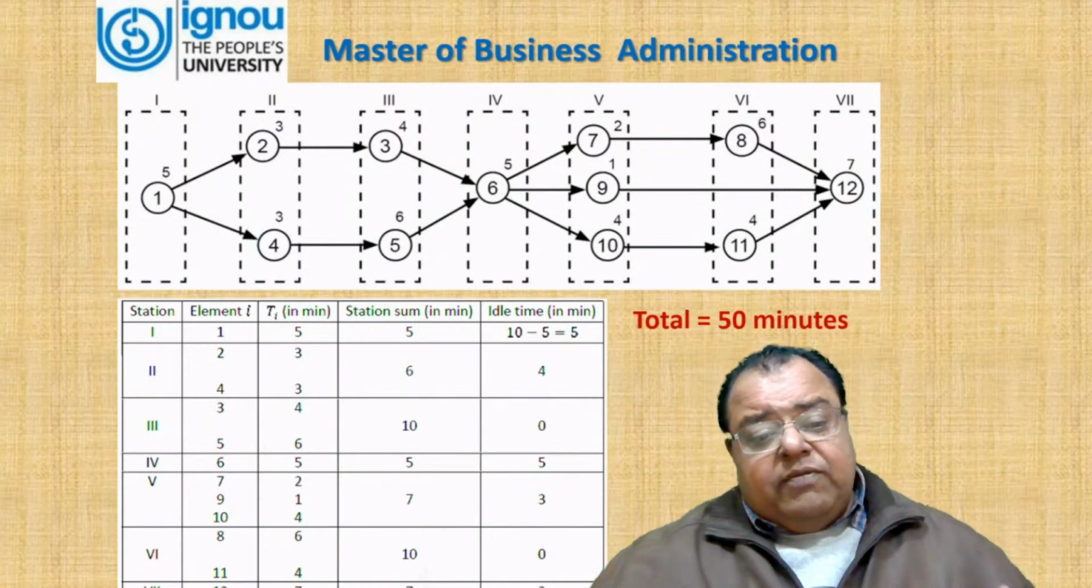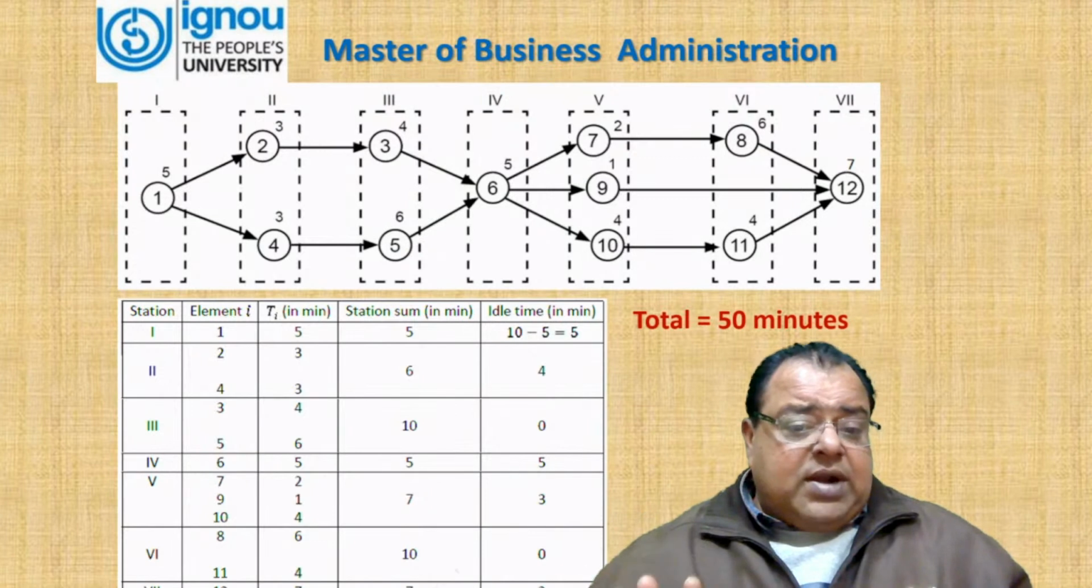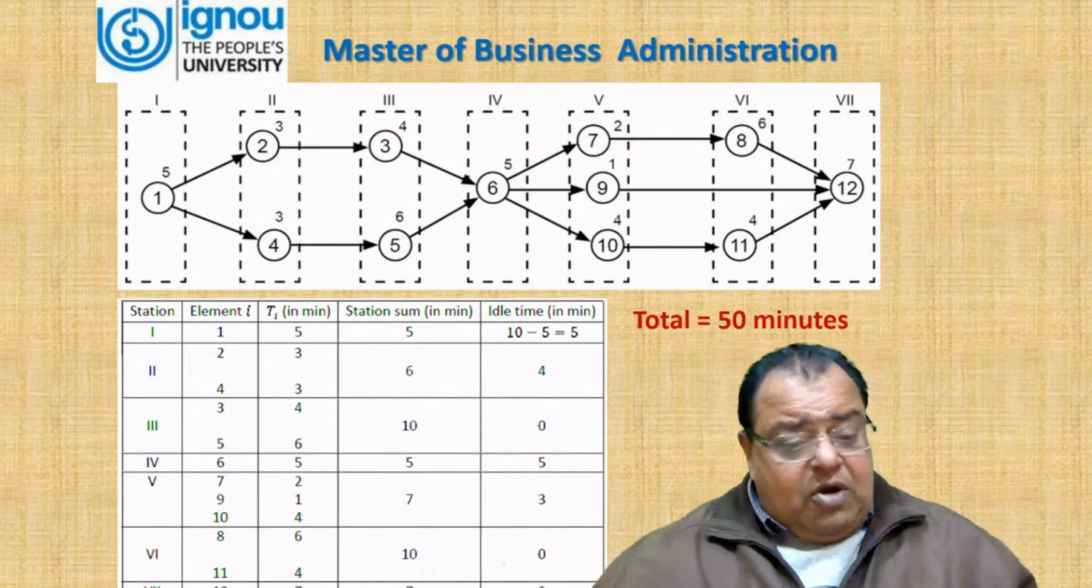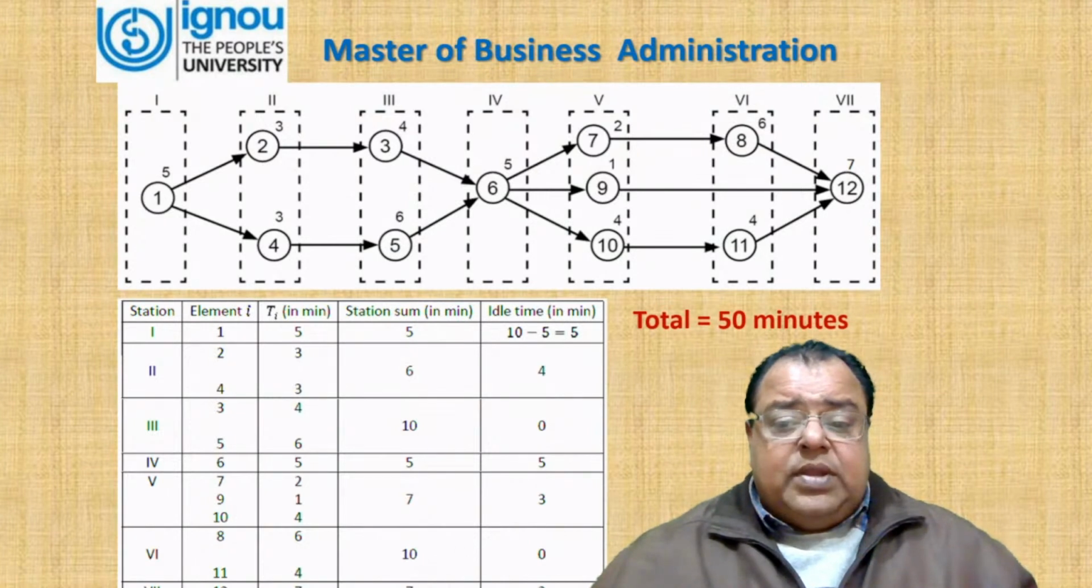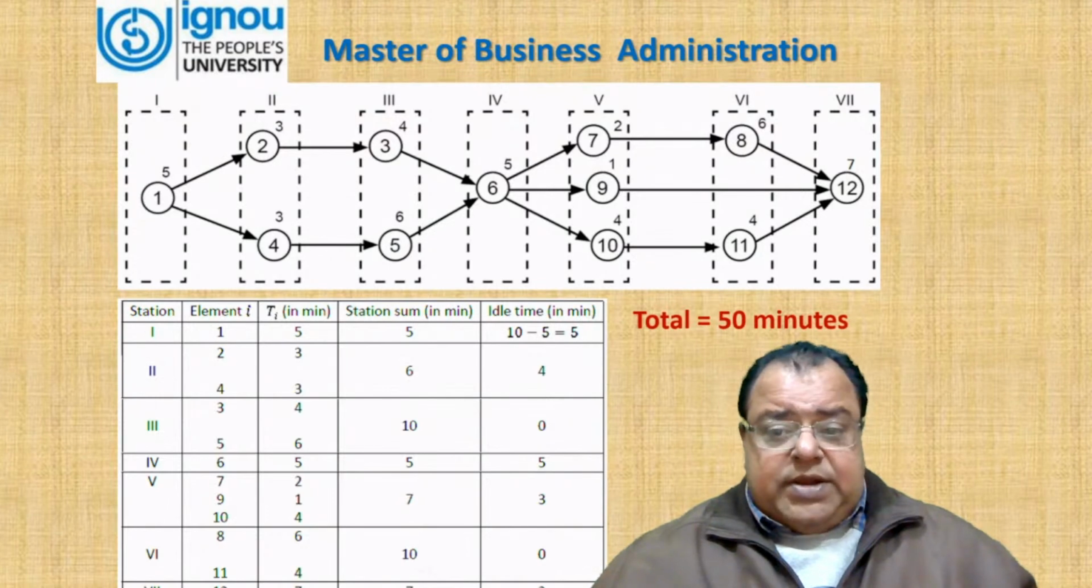Group 3, we have elements 3 and 5 and the total time is 10. And if we subtract it from the cycle time, the idle time is 0. Similarly, it is performed for all the groups. And total time comes out to be 50 minutes.